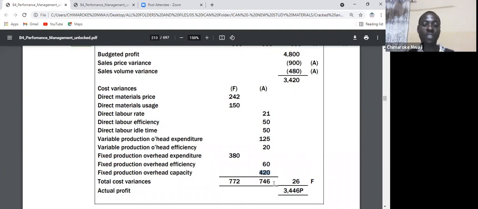So simply 772 minus 746. That gives you this 26. So since favorable is bigger than the adverse, I'm going to give you a positive figure of adverse. So you have here 3,420. We have to now add 26,000. It gives you 3,446. That is your actual profit.